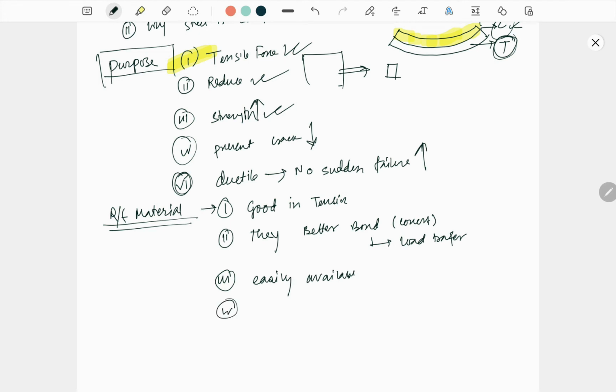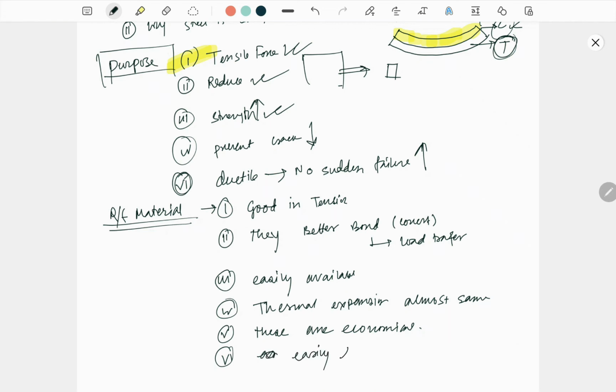Number 4, thermal expansion is almost the same. Number 5, these are very much economical. Number 6, they are easily handy. So good in tensile strength, first point satisfied.